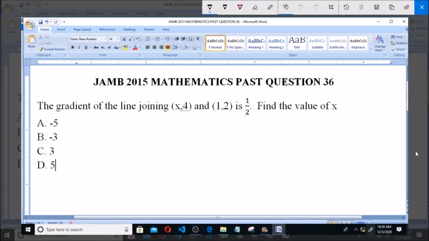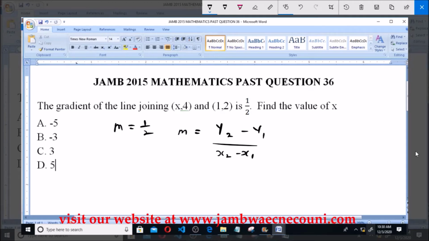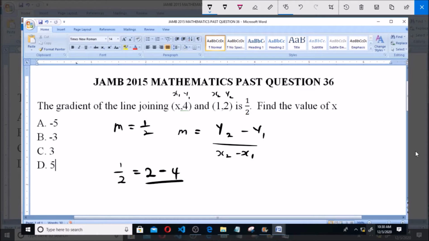Since we know that gradient m is equal to 1/2, and m is given by y2 minus y1 all over x2 minus x1. From here, this is x1, this is y1, this is x2, and this is y2. So the gradient is 1/2, so we can say 1/2 is equal to y2, which is 2, minus y1, 4, all over x2, which is 1, minus x1, which is x.